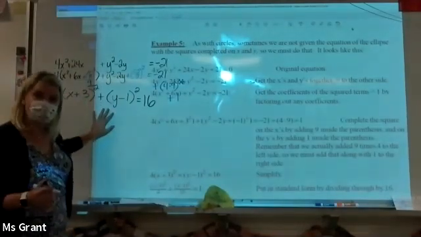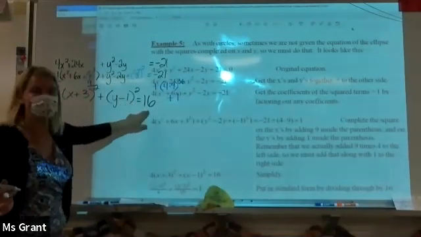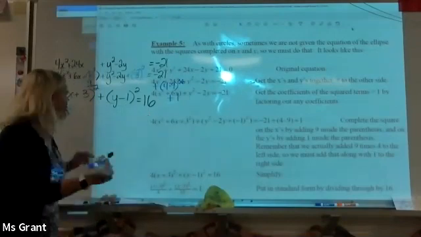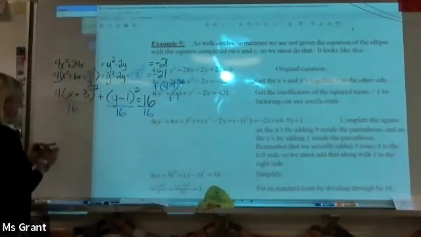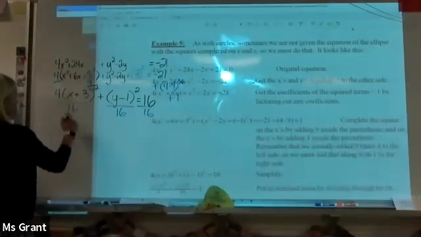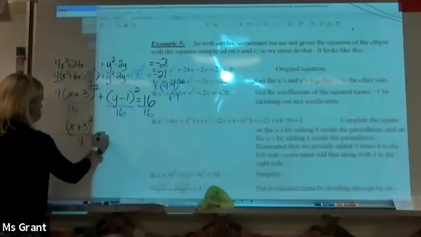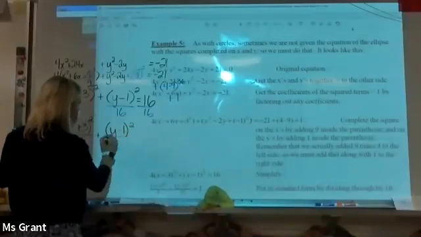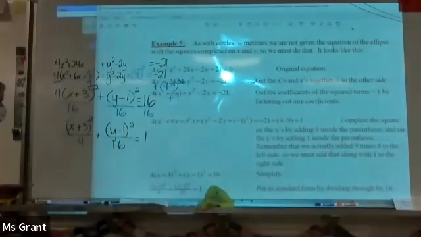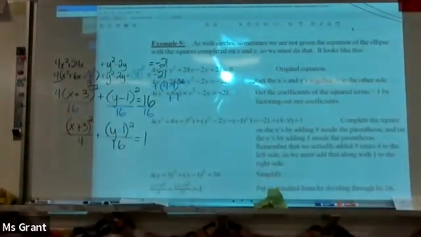Now, this is in a better format because I've got my parentheses, but in order for me to get an ellipse, I have to have an equal 1. So I'm going to divide by 16 on all the pieces. 4 divided by 16, this is going to be x plus 3 squared over 4. This is going to be just y minus 1 squared over 16 equals 1. So that's how I got that formula. Now I have to find all the features and I have to graph it.